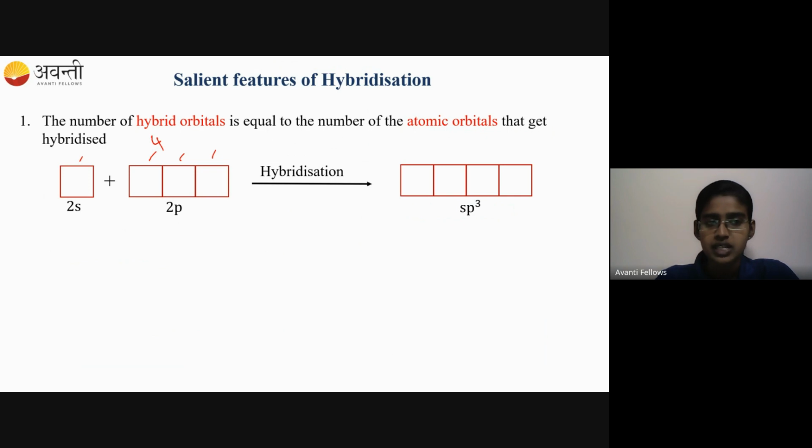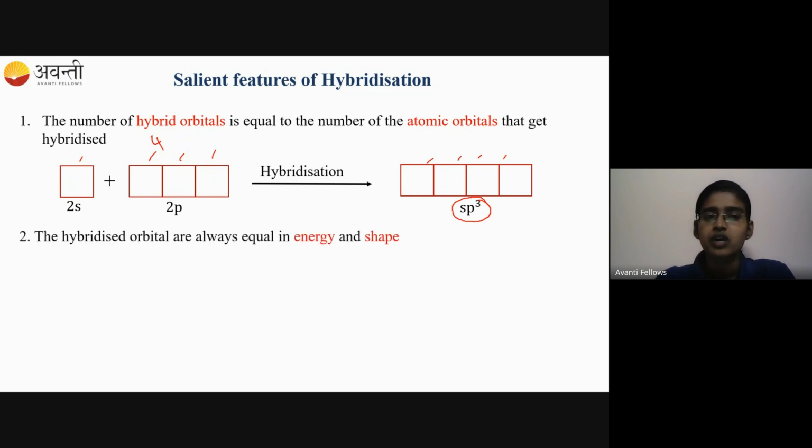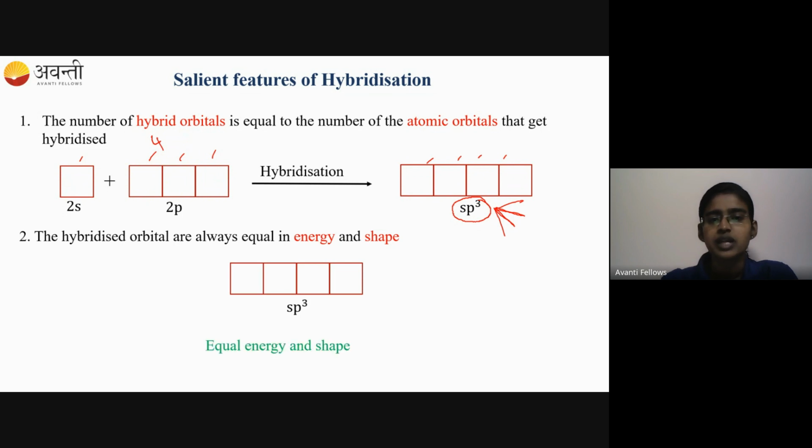Okay. Now 1s and 3p. So sp3 hybridized orbitals are forming, and 4 sp3 hybridized orbitals are forming. Got it? The number of hybrid orbitals is equal to the number of atomic orbitals that are being combined or getting hybridized. Coming to the second point, the hybridized orbitals. These 4 sp3 hybridized orbitals are always equal in energy and equal in shape. Okay. So equal energy and shape will be there for the hybridized orbitals.